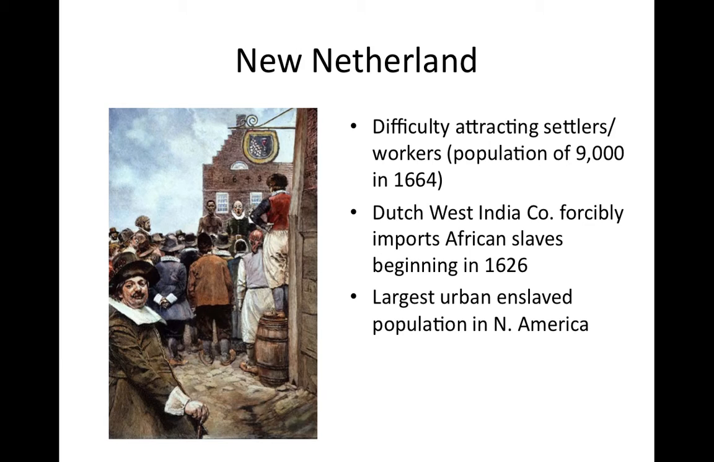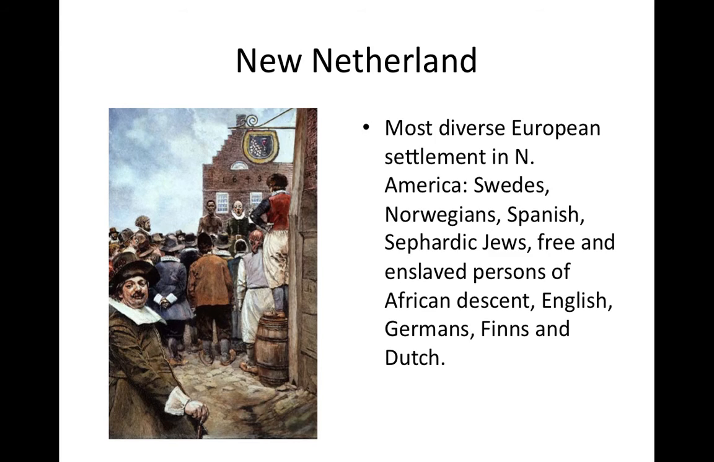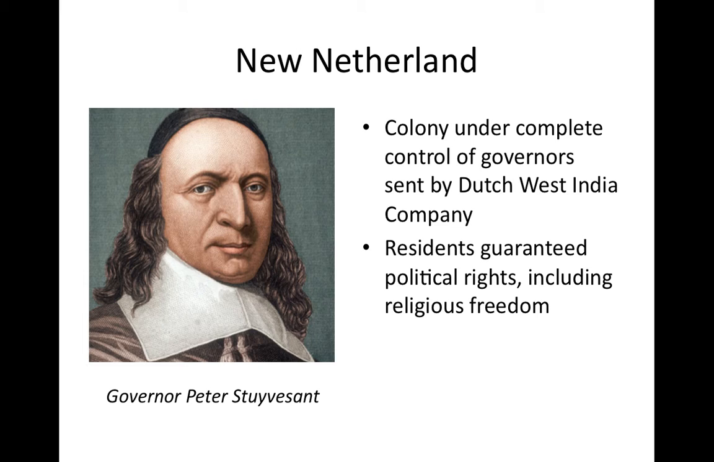And soon thereafter, it became the largest urban enslaved population in North America, the city in North America with the largest enslaved population. It was also the city with the most diverse European settlement in North America. Look at all these people who came to New Netherland. Swedish people, Norwegian people, Spanish people, etc. Why? Well, because the colony guaranteed political rights.